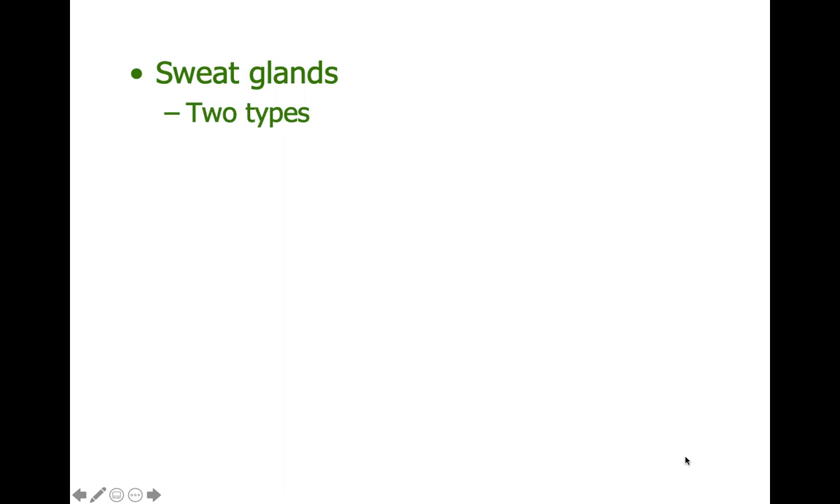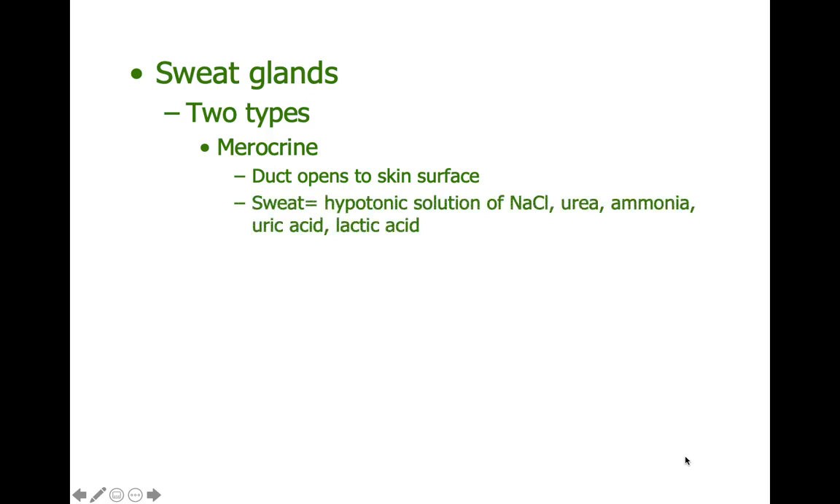There are 2 types of sweat glands that we can identify. First is a merocrine gland, and again, we're going to identify these glands by how they're functioning, so you want to be aware of that and get out that Lecture 1 packet. For a merocrine gland, the duct opens to the skin surface. It produces sweat. It's going to be a hypotonic solution of sodium chloride, urea, ammonia, uric acid, and lactic acid. These are all things that are going to be produced through exercise when your body's trying to cool itself. Merocrine glands are located in the palms of the hands, soles of the feet, and axillae. Axillae is a really fancy word that simply means in your armpits.